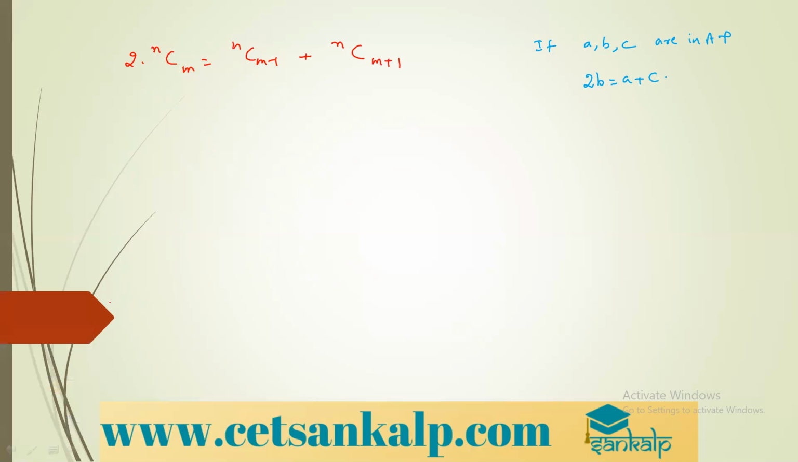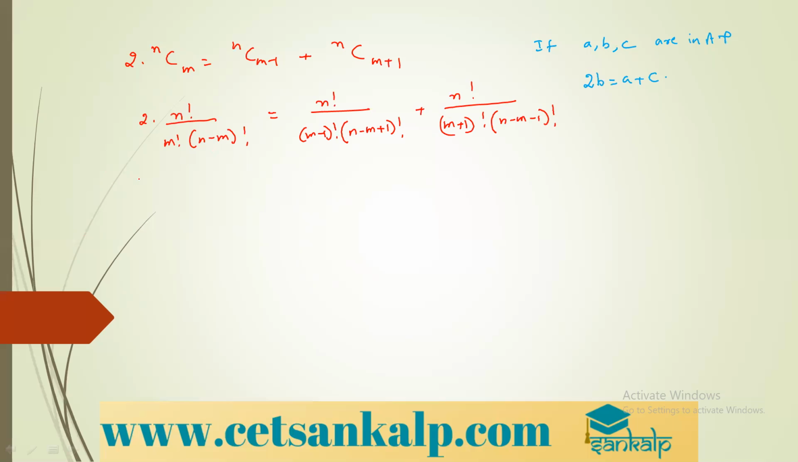This formula we are using here. So now I have to simplify this. 2 into n factorial by m factorial into (n minus m) factorial equals n factorial by (m minus 1) factorial into (n minus m plus 1) factorial, plus n factorial by (m plus 1) factorial into (n minus m minus 1) factorial. So the very first thing I can do is cancel all the n factorials.